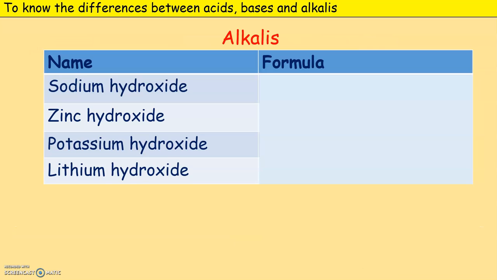All right. Now, this leads on to what we're talking about today, alkali. These are examples of alkali: sodium hydroxide, zinc hydroxide, potassium hydroxide, and lithium hydroxide. Again, like we attempted for the last one, I want you to try and write down the chemical formula of each. Again, pause the video. When you're ready, get your green pen and play.